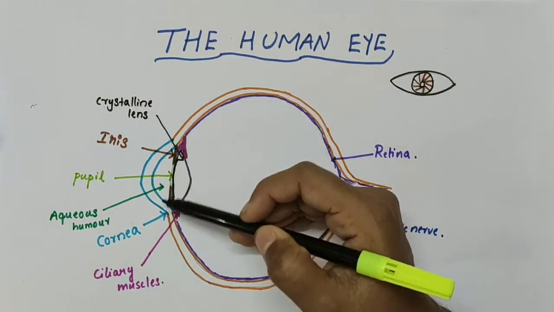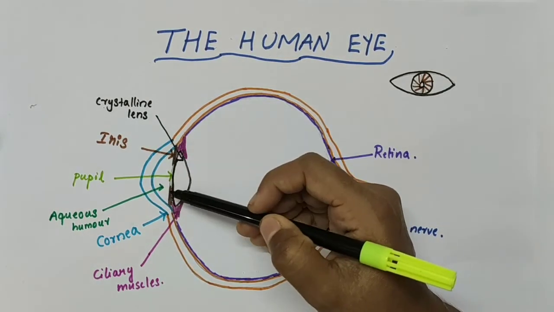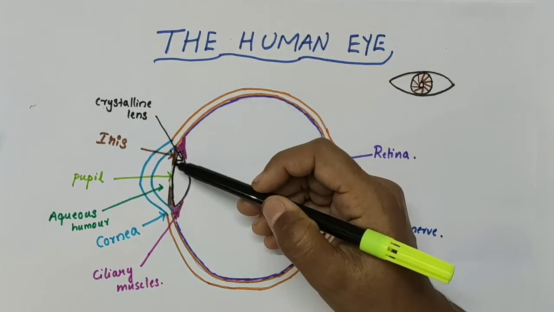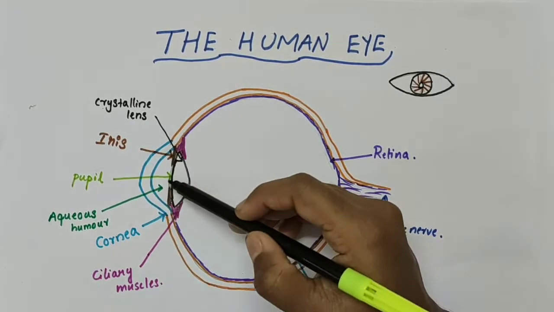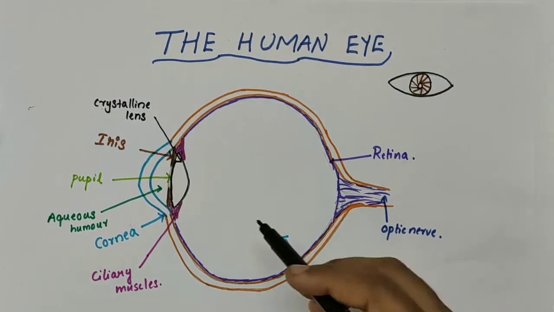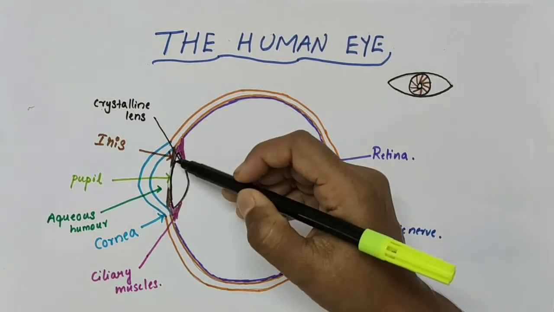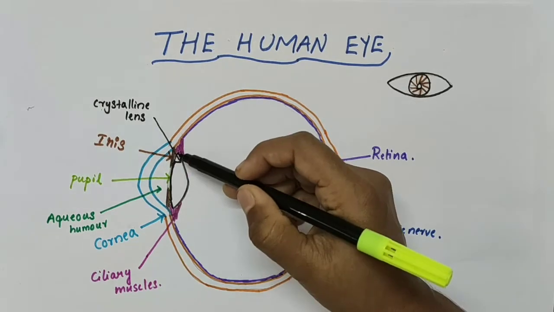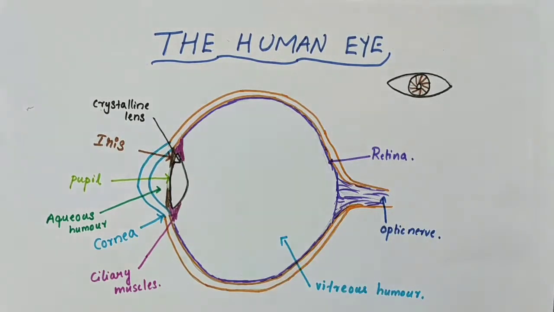Then we discussed the iris. This iris controls the size of the pupil. Pupil means this opening somewhere here. Now, next we are going to discuss the crystalline lens. This one, the crystalline lens.